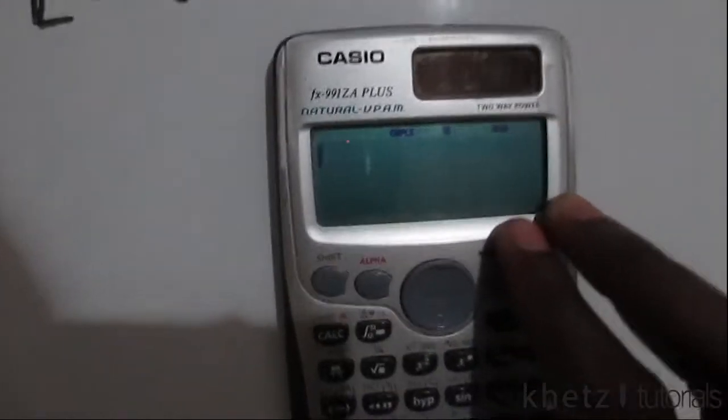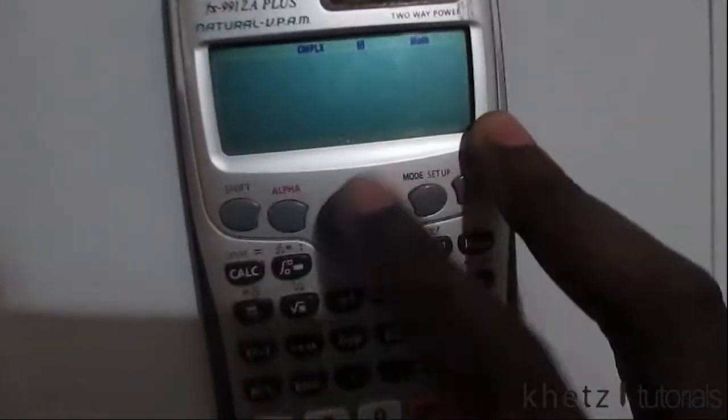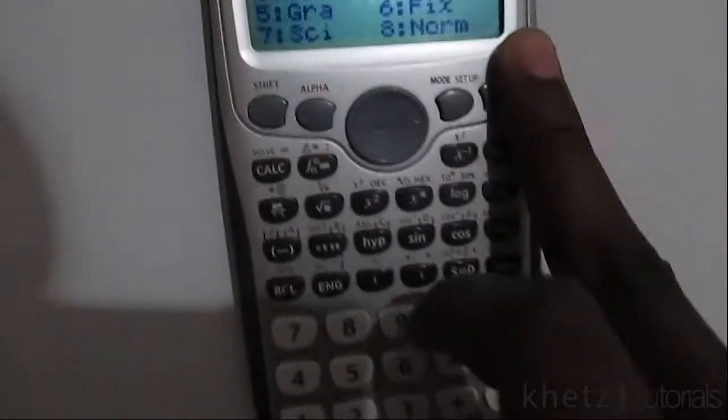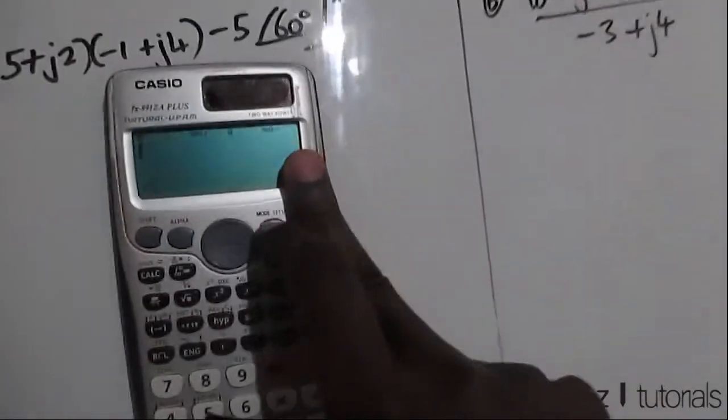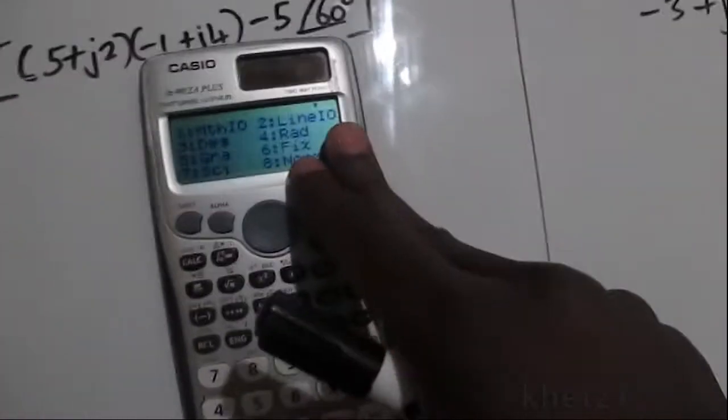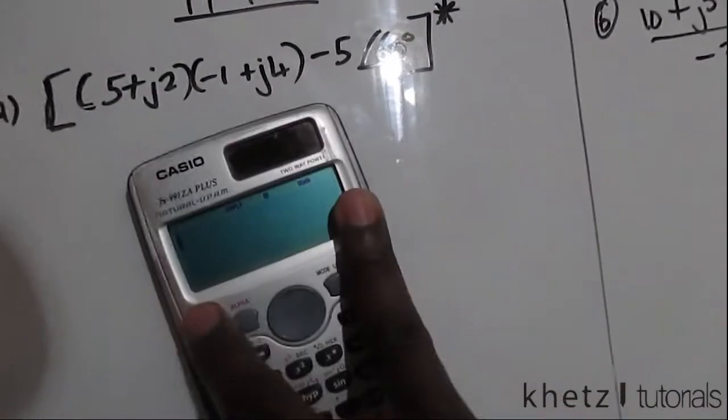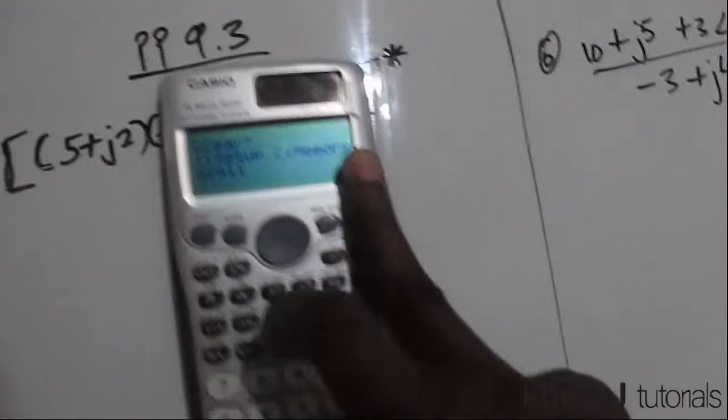FX-991ZA Plus CW calculator, what you do is, let me just clear the settings first. If I clear the settings, I'll have it in the mode which I wanted, so I can show you from scratch how to do all of this. Let me just clear all of these settings, clear all, and cool.